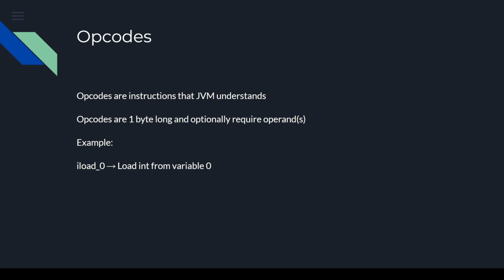In the .class file, an opcode is typically 1 byte long, and it may require some operands. So the bytecode instruction basically starts with the opcode, and it may be followed by the operands. So the opcode tells what action to perform and operands tell on what values.